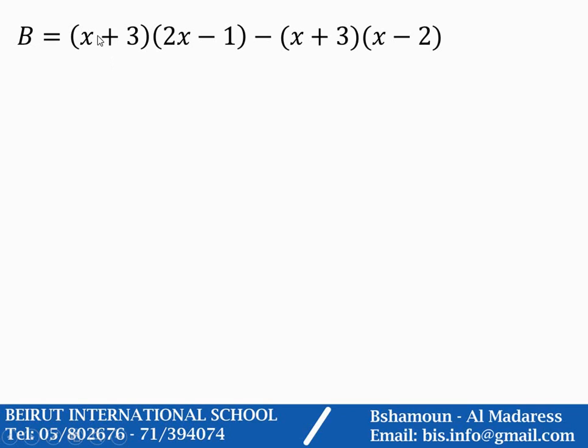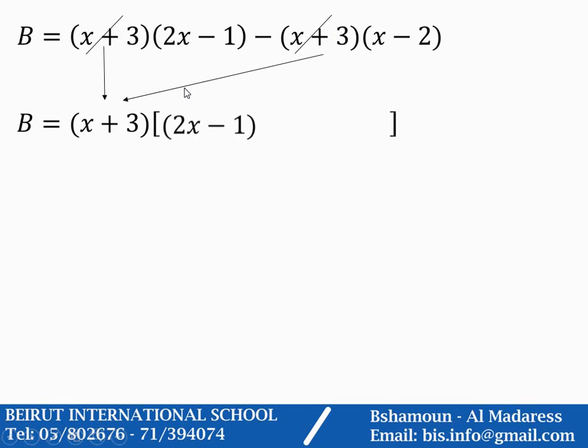B, another expression formed of two terms also. What is the common here? Yes, it's x plus 3. So you simplify x plus 3 from both terms, you take it as common and you open brackets. You write inside the remaining: it remains 2x minus 1, so you write it, and it remains minus x minus 2. Please take care about this minus x minus 2, so you write minus x minus 2.